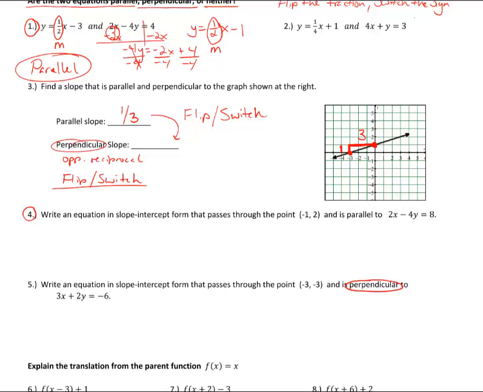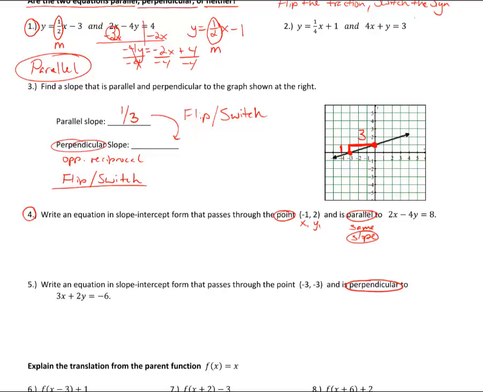So number 4 though, let's do 4 together. It says, write an equation in slope-intercept form that passes through the point negative 1, 2. So we're given a point, guys. We're given a point, which is x1 and y1. And is parallel to, parallel means same slope, of 2x minus 4y equals 8.